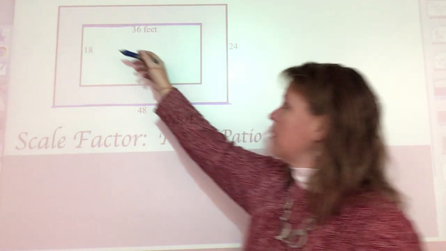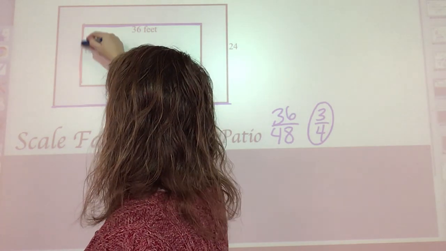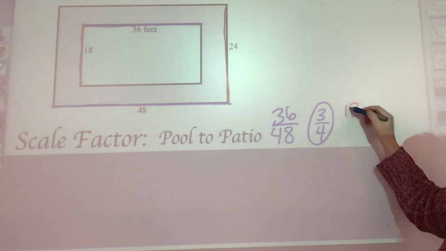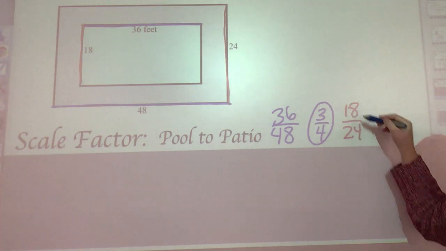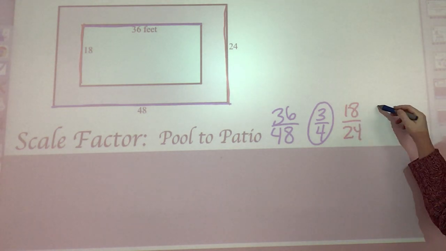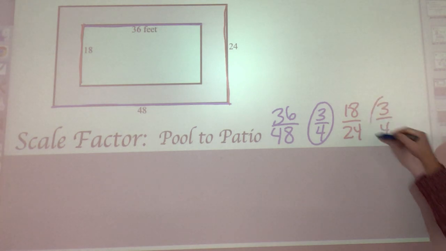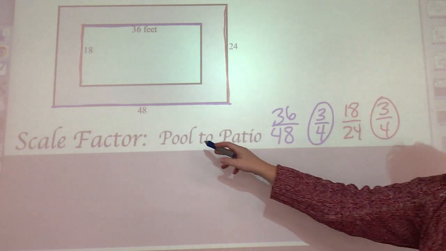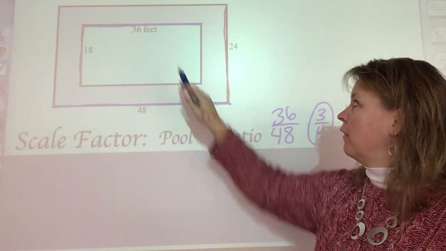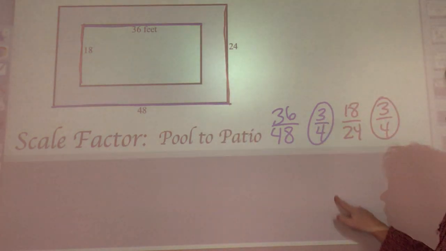What are those other numbers for? To check your answer. Make sure it's all proportionate. 18 to 24. Pool to patio. Reduce them both by dividing by 6. And you still get 3 to 4. So the scale factor of the pool to patio is 3 to 4. Every 3 of those would make 4 patios.